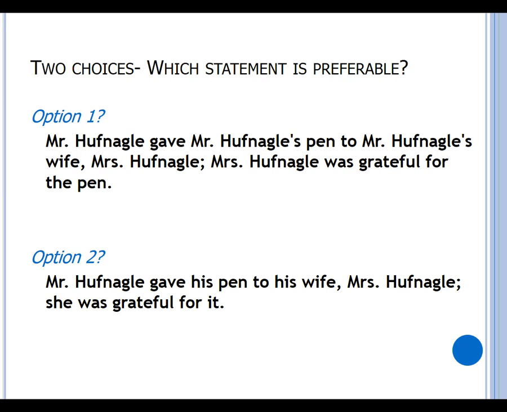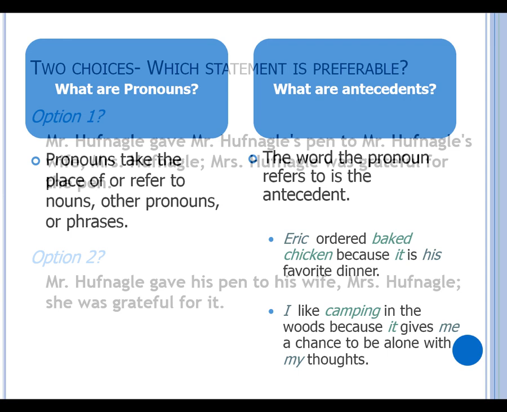Option 1. Mr. Hufnagel gave Mr. Hufnagel's pen to Mr. Hufnagel's wife, Mrs. Hufnagel. Mrs. Hufnagel was grateful for the pen. Option 2. Mr. Hufnagel gave his pen to his wife, Mrs. Hufnagel. She was grateful for it. Option 2 uses pronouns to replace some of the words in the sentence. It is easier to read and it flows smoothly.